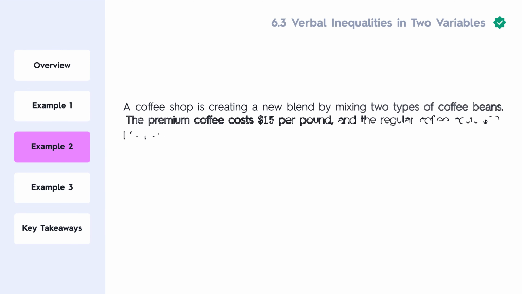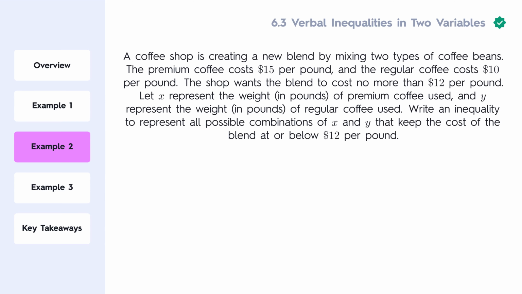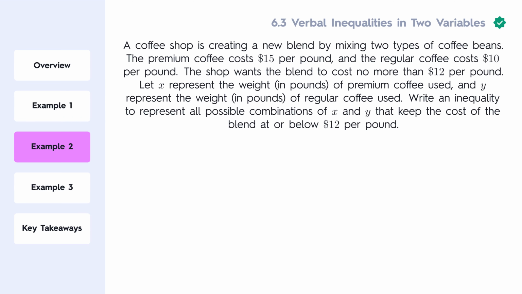In our second problem, a coffee shop is creating a new blend by mixing two types of coffee beans. The premium coffee costs $15 per pound, and the regular coffee costs $10 per pound. The shop wants the blend to cost no more than $12 per pound. Write an inequality to represent all possible combinations of x and y that keep the cost of the blend at or below $12 per pound.